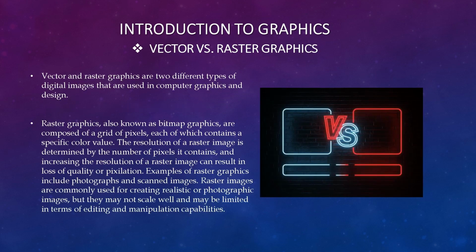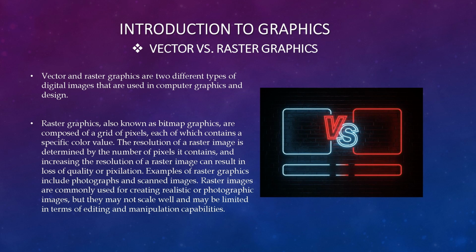Vector and raster graphics are two different types of digital images that are used in computer graphics and design. Raster graphics, also known as bitmap graphics, are composed of a grid of pixels, each of which contains a specific color value. The resolution of a raster image is determined by the number of pixels it contains, and increasing the resolution of a raster image can result in loss of quality or pixelation. Examples of raster graphics include photographs and scanned images.